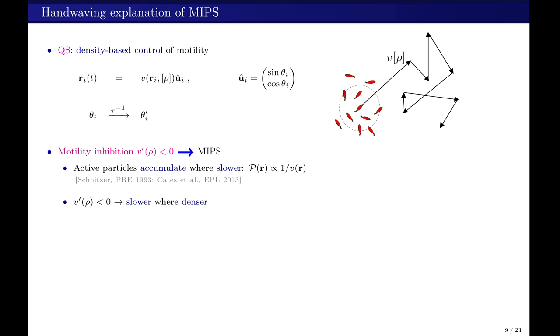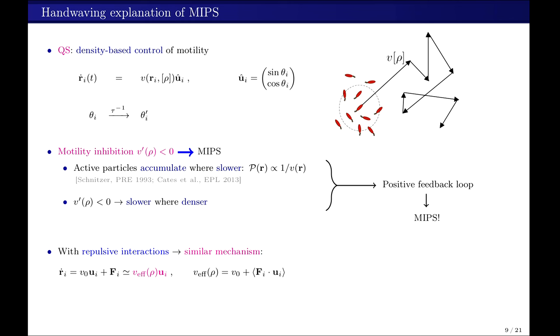But coupled to that, you also have the fact that there is motility inhibition. So you move slower where you're denser. And now, if you take these two effects combined together, you will have a positive feedback loop that amplifies density fluctuations and thus leads to motility-induced phase separation.